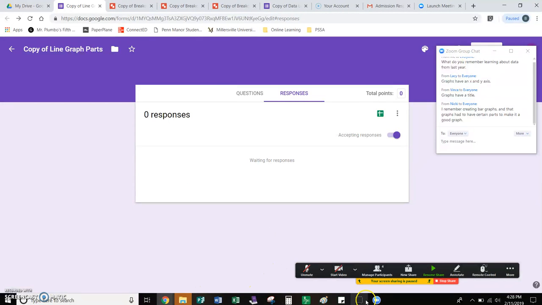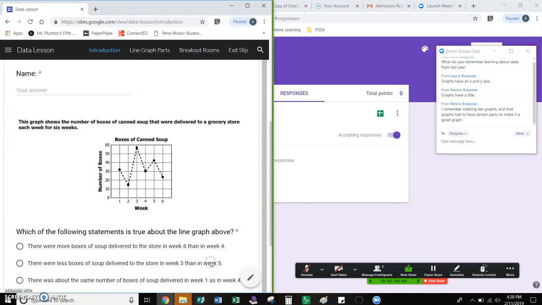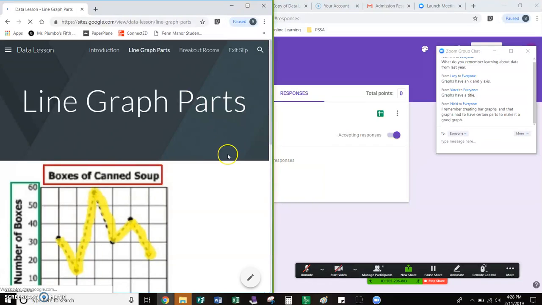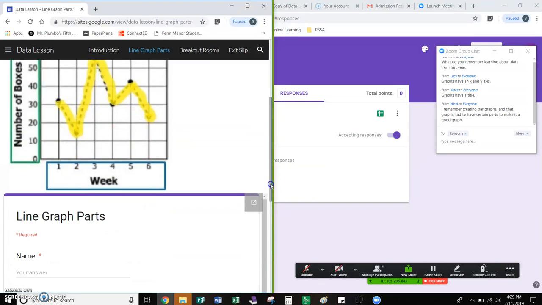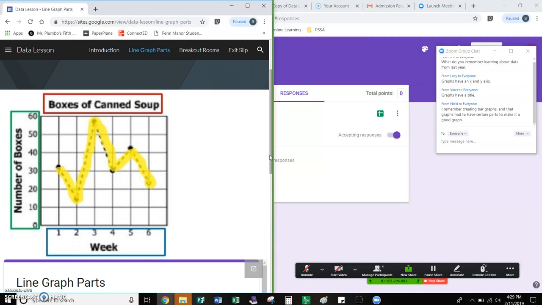So back to the website here. The next thing you're going to do for me is you're going to click on the line graph parts. That's the first part of our lesson today. And what you're going to see is a picture of the graph that you just answered questions about. So I've got one part of the graph in red, one in green, one in blue, and then I have that highlighted yellow section in the middle there.